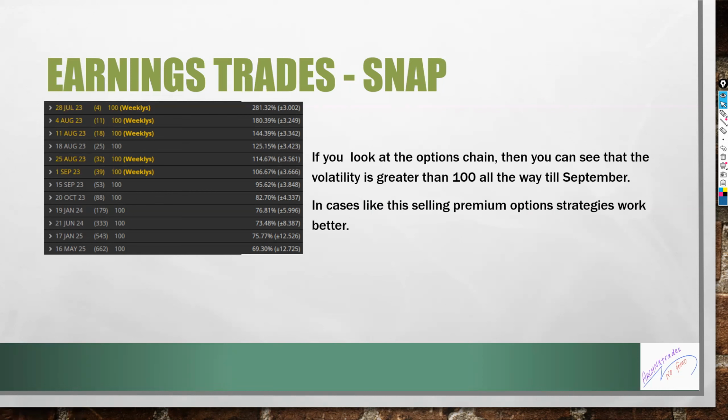So if you look at the option chain, what I'm trying to show here is 281, 180, 144. Unless you come to September 15 and below, everything is above 100. So even if you think, okay, July 28th earnings is higher, IV is higher, instead of going here, I'll go to next week. The IV is still high.